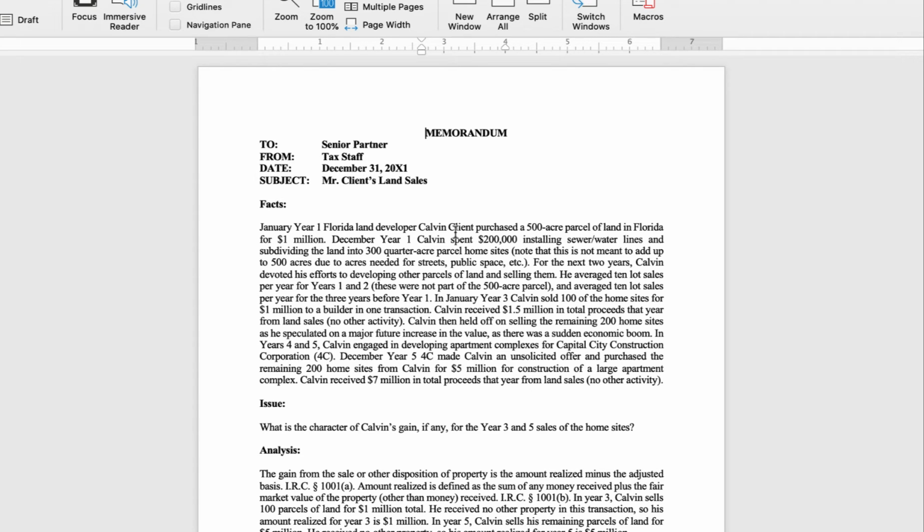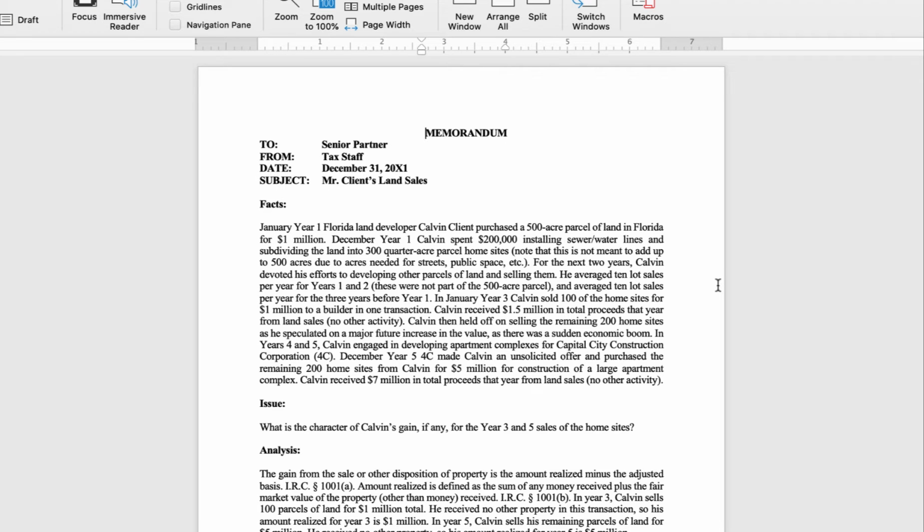So here's the facts. January year 1, Florida land developer Calvin Client purchased a 500-acre parcel of land in Florida for $1 million. December 1st, year 1, Calvin spent $200,000 installing sewer water lines and subdividing the land into 300 quarter-acre parcel home sites. Note that this is not meant to add up to 500 acres due to the acres needed for streets, public spaces, etc.